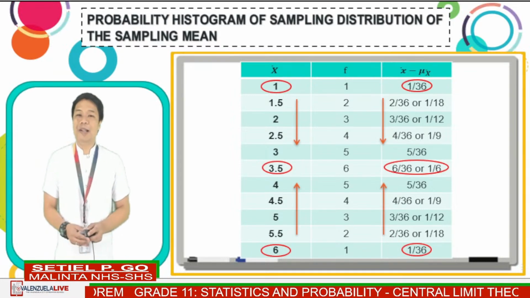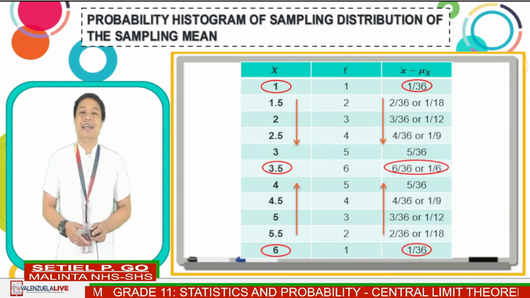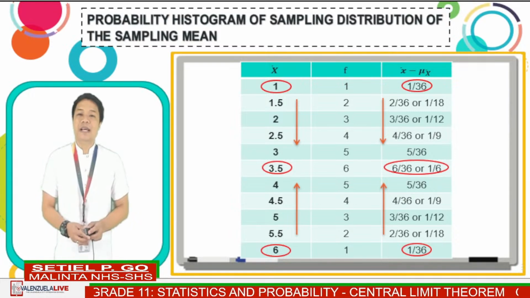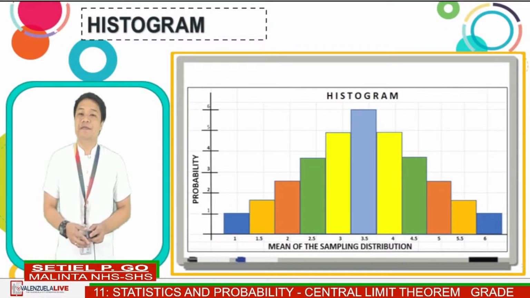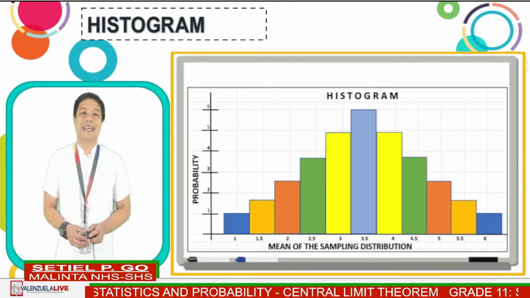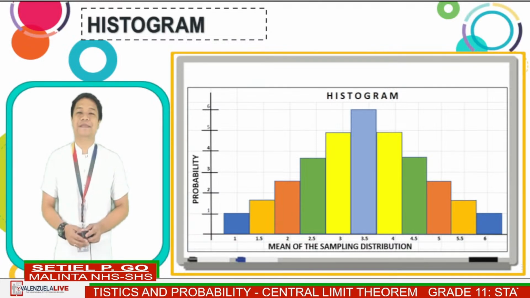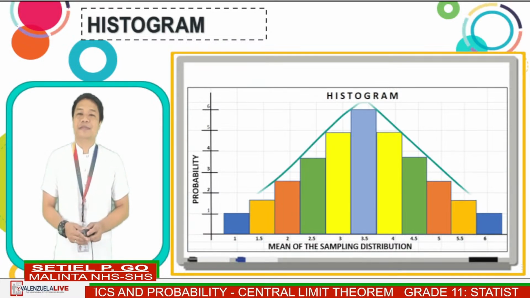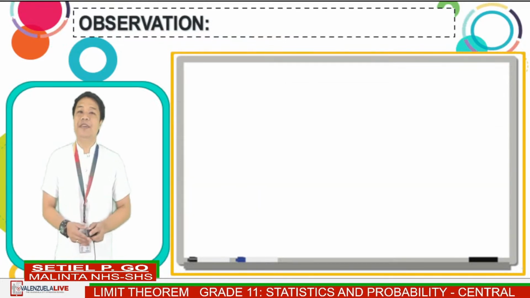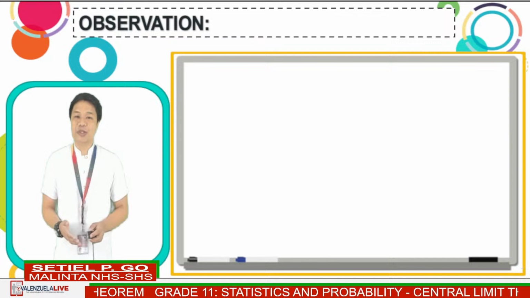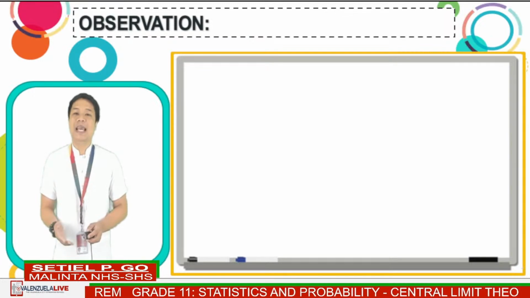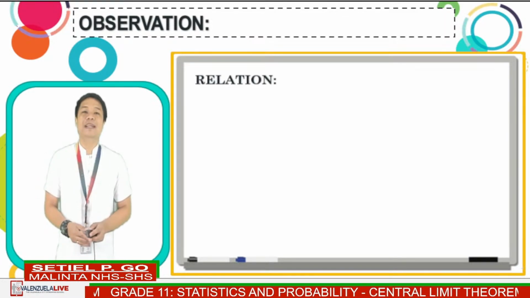This data will help us in constructing the histogram. So the probability histogram of the sampling distribution of the sample mean will look like this. If you have your notes from our discussion, how will you describe the relation of the population mean and the mean of the sampling distribution?